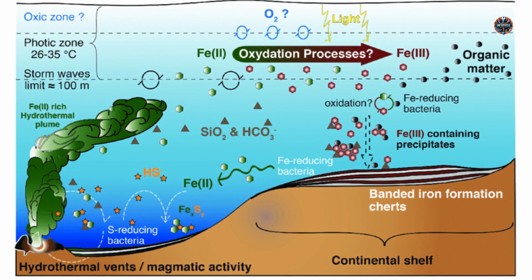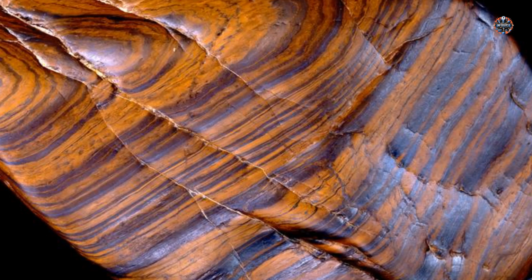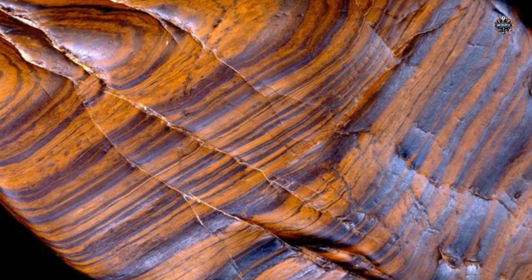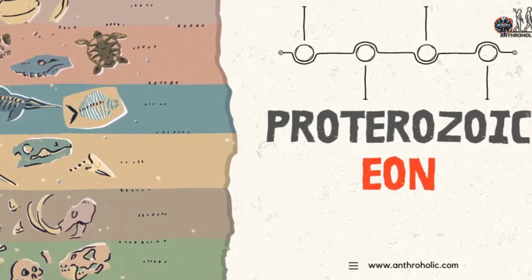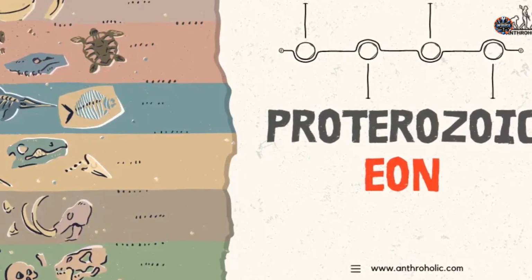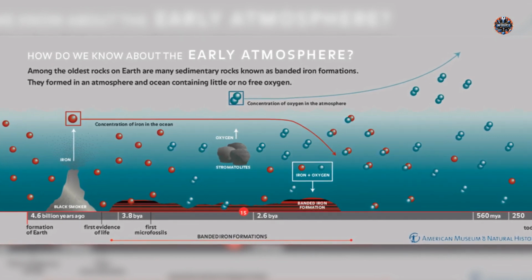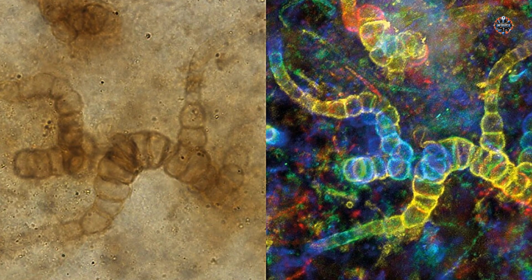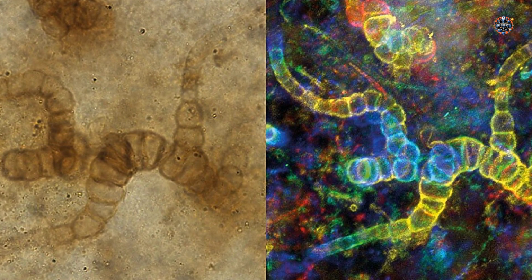The oxygen produced by these early organisms also led to the formation of banded iron formations, which are layers of iron-rich rock that provide evidence of this crucial period in Earth's history. The Proterozoic Eon, spanning from 2.5 billion to 541 million years ago, saw significant changes in Earth's atmosphere and biosphere. The Great Oxygenation Event, occurring around 2.4 billion years ago, marked a dramatic increase in atmospheric oxygen levels, leading to the first mass extinction of anaerobic organisms that could not survive in the presence of oxygen.